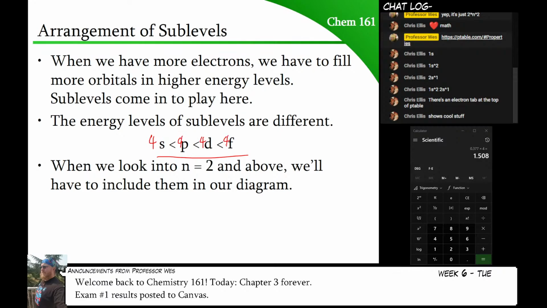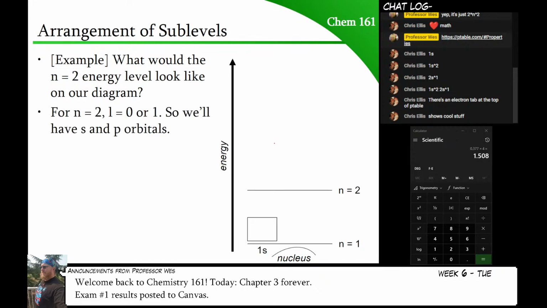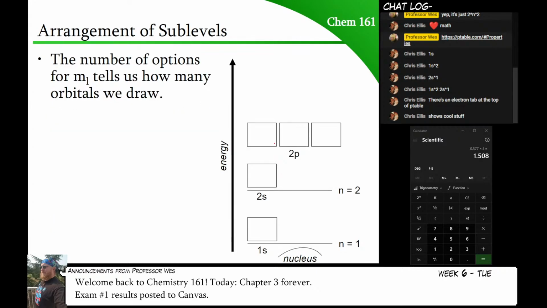And then n can be whatever number you want. Although, if I have a number less than 4, some of these orbitals don't exist. For example, 2f doesn't exist. There's no 2d. There's no 1p. Those don't exist. So just be careful about that. What does n equals 2 look like? We've already done that. All right.